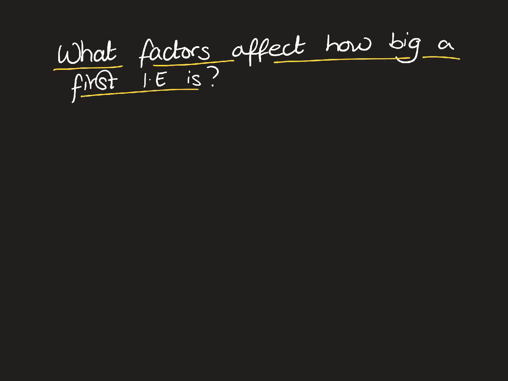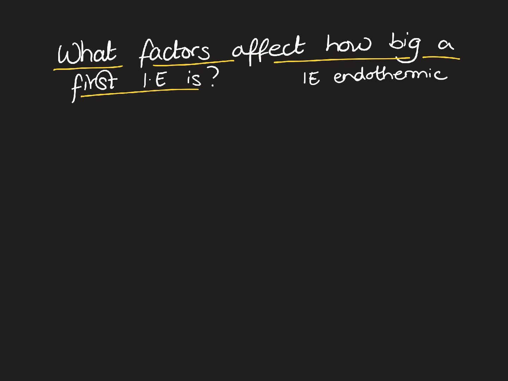So first we need to think about this process of removing an electron and what factors might affect the magnitude, how big this first ionisation energy is. The first thing to think of is that ionisation energy is endothermic. Those electrons have an attraction for the nucleus, so we have to input energy in order to remove the electron from that attraction that it feels for the nucleus.